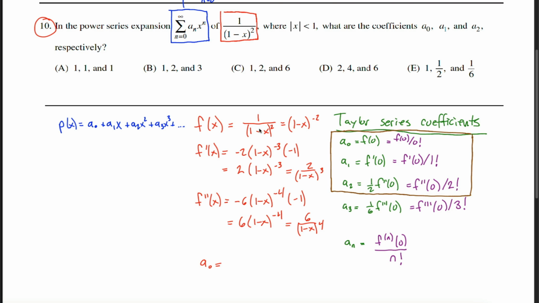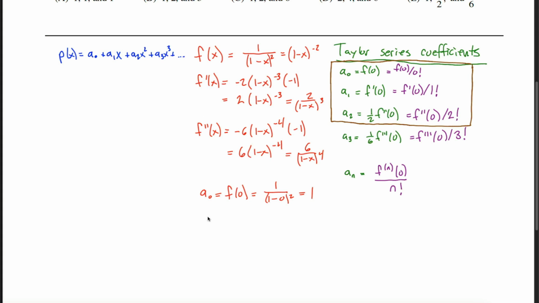F of x is 1 over 1 minus x squared. So f of 0 would be equal to 1 over 1 minus 0 squared. In other words, 1 over 1. In other words, 1.